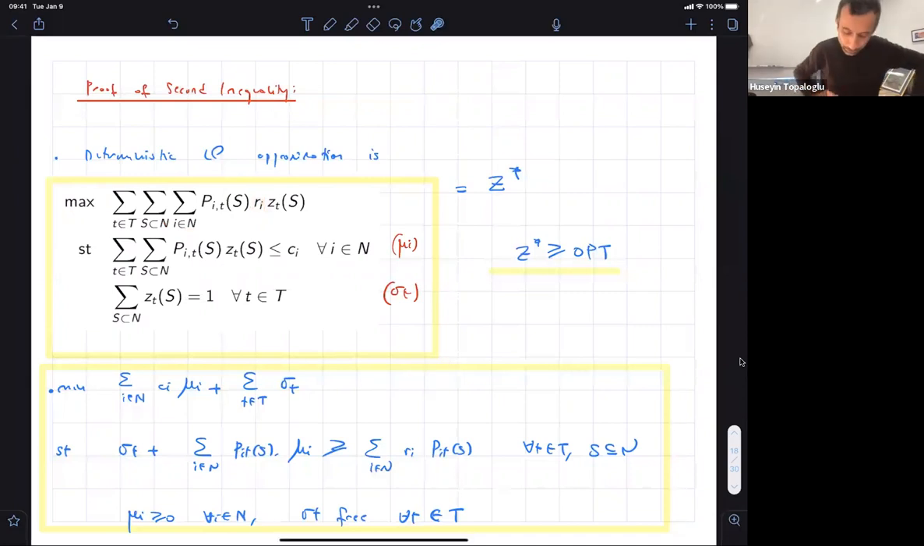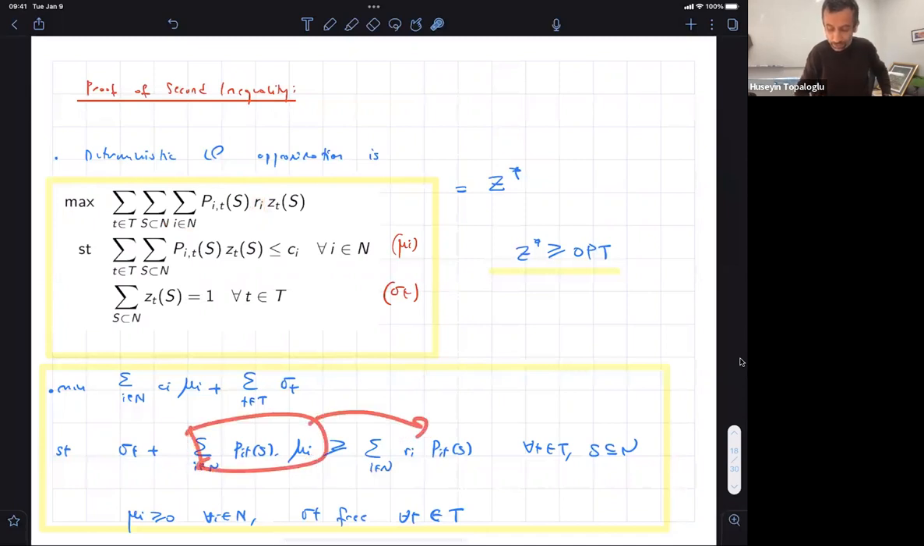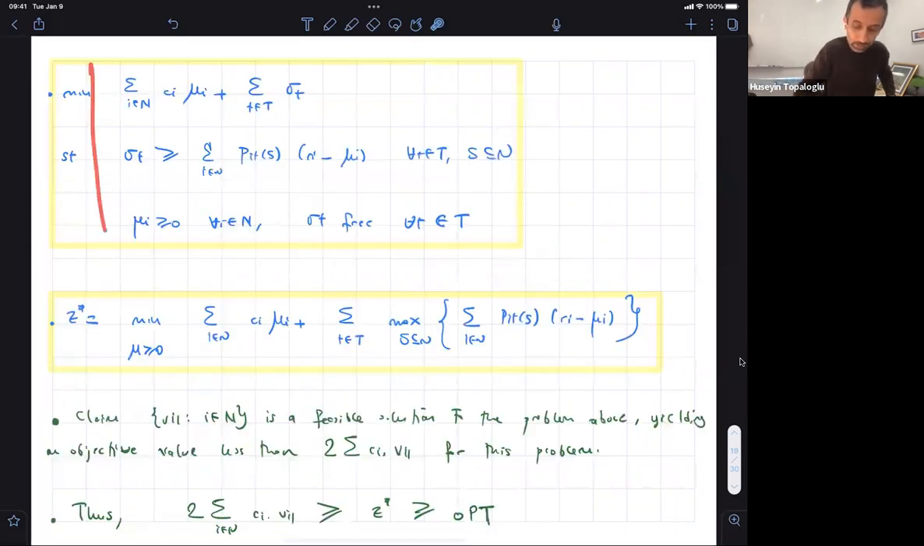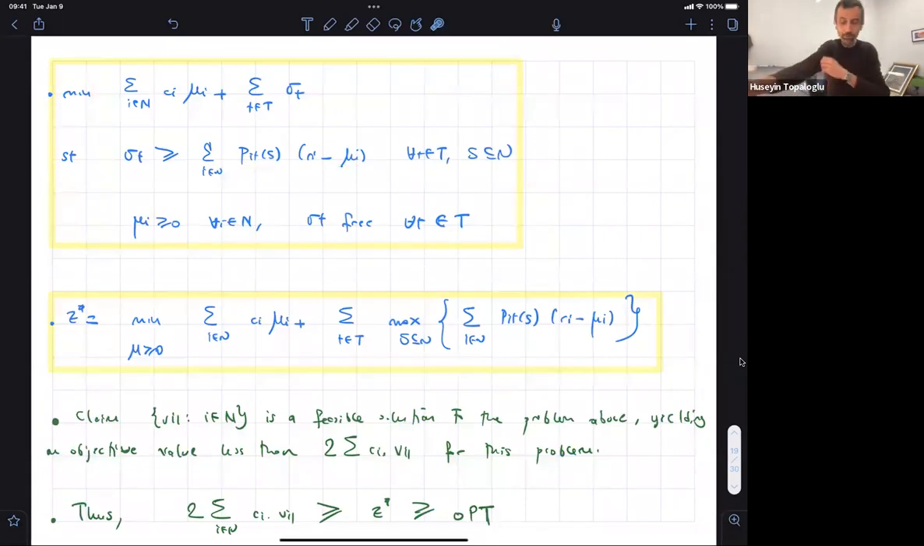Let me fiddle around with this dual. Let me take this term and throw it to the right-hand side. What do I have? Choice probability times Ri minus mu i. Here is the dual. I didn't do anything. I just threw this term from the left-hand side to the right-hand side, so it's the same dual. Good.